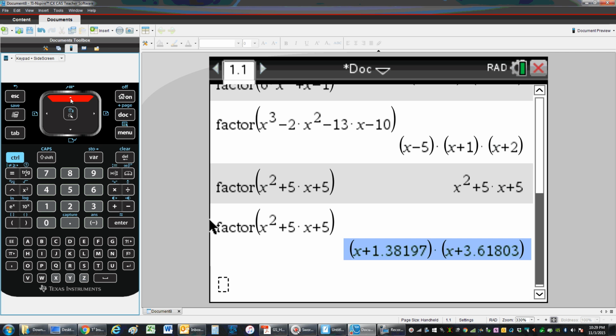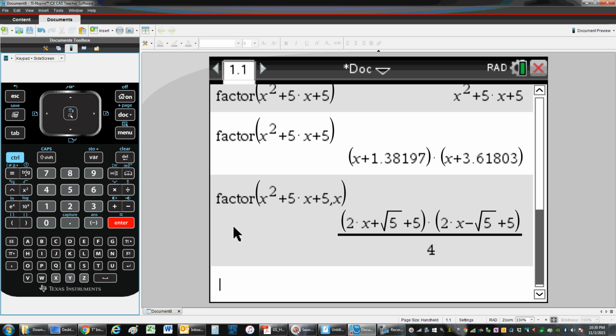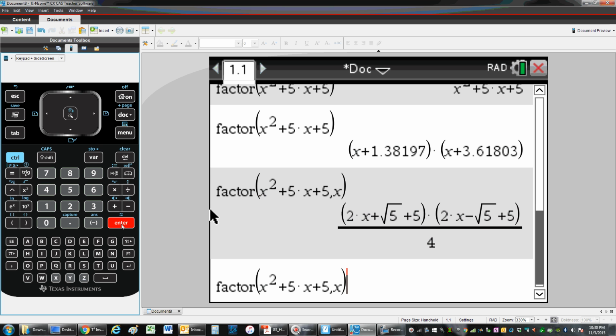Another way to force it to do that is if you put a comma x. So I'm telling it to factor this with x. And once I've done that, now it knows how far to go, and it's going to even give us irrational factors. That still doesn't look that friendly. Boy, that one might be better. That's nasty looking. Okay, but what if you have one where you don't even have rational factors?